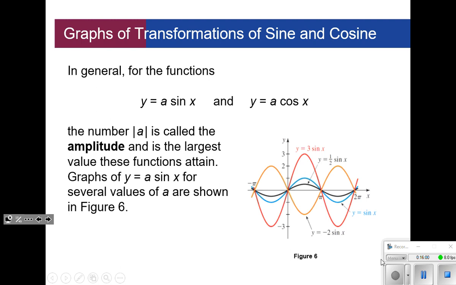So in general, for the functions y equals a sine x and y equals a cosine x, the a here is called the amplitude. When we measure amplitude, it's always measured with absolute value bars, always. So we don't take into account that it is positive or negative. We're just talking about how much stretch it has. The positive or negative comes through in the graph, whether it's flipped up or down.